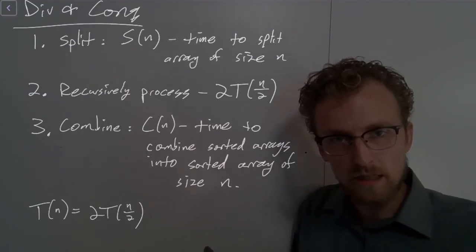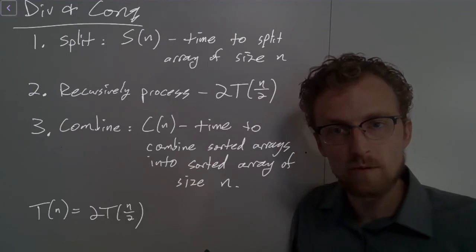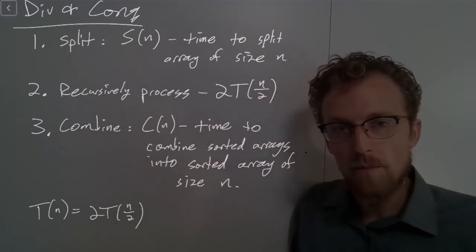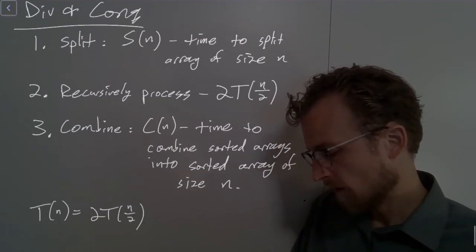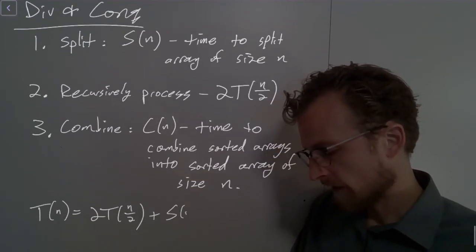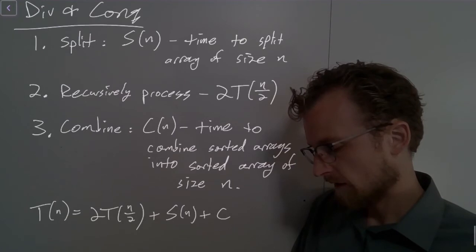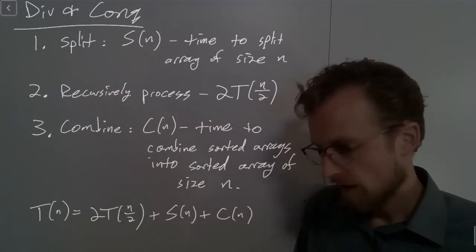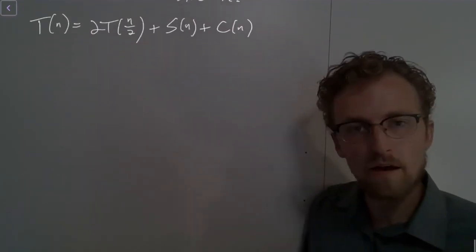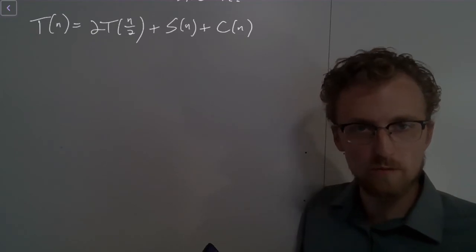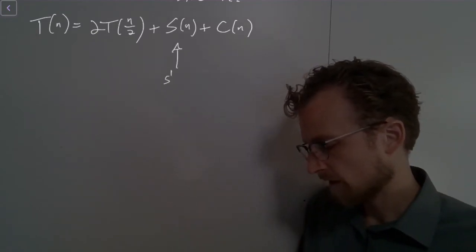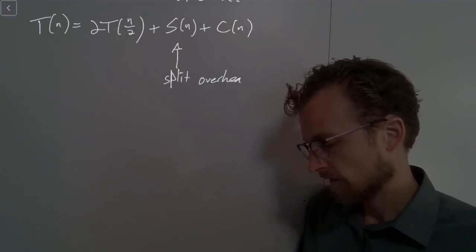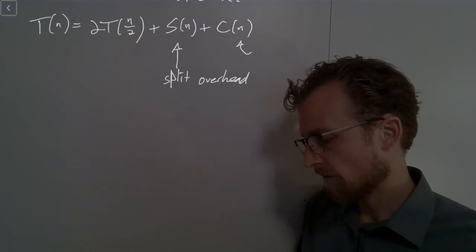Okay, so we can find our a by how many times we recurse. We can find our b by how much our problem is reduced in size. So 2T of n over 2 plus S of n plus C of n. Okay, and so this is the recurrence relation for merge sort, right? Where that's our split overhead, and that's our combine overhead.